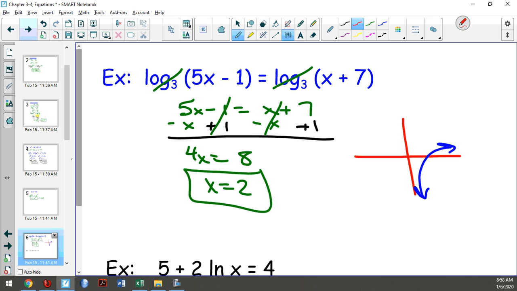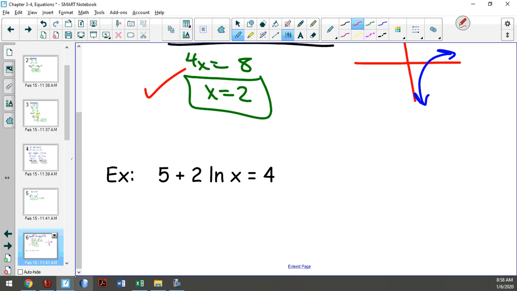So if I plug this back in, 5 times 2 minus 1, that's 10, take away 1, which is 9. Can I take the logarithm of 9? Yes. Over here, this is going to be 2 plus 7, which is 9. And again, I can go ahead and take a logarithm of a positive number 9, so I know I'm okay. So that means this is in the domain. I am okay. I don't have to worry about it. Do you all understand that?